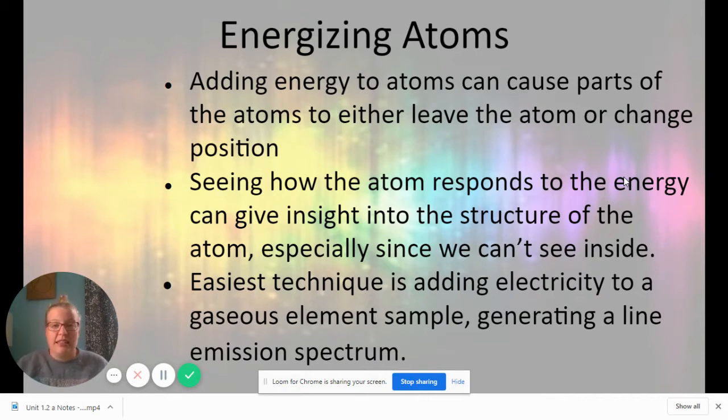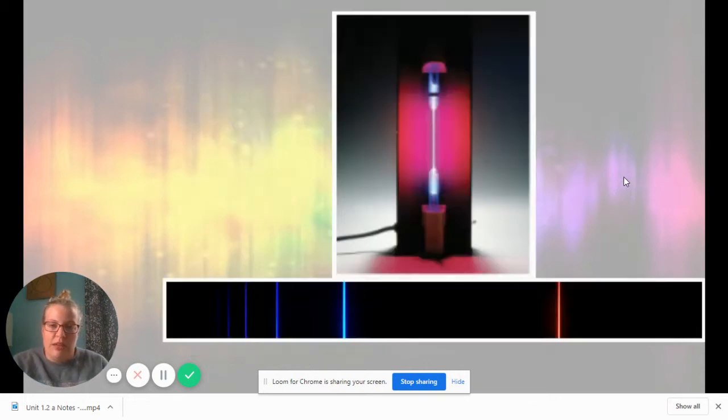Like I said, the easiest technique they used to start off was to heat up the samples by adding electricity to them. So you take a gas sample, put it in a really skinny tube, and apply electricity to it. If we were in the classroom, we would be taking a look at those together and doing these calculations. Unfortunately, that's not the case right now, so we're going to look at what that looks like on the screen.